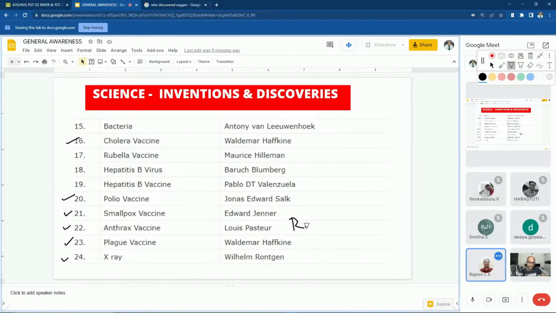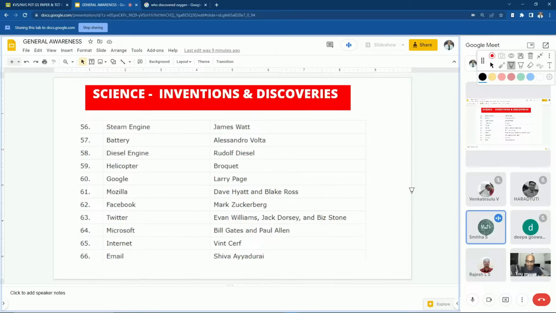What is pasteurization? Pasteurization means, sir, milk. In milk packets it will be written, pasteurized, like cooling or heating at high temperature. Sir, fermentation of milk, sir. Fermentation of milk is pasteurization.